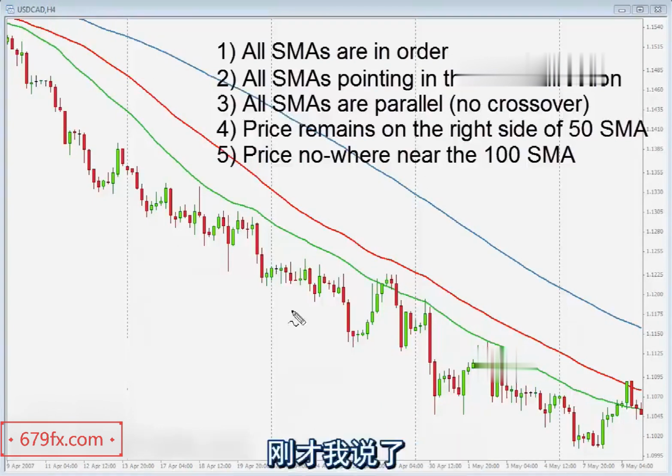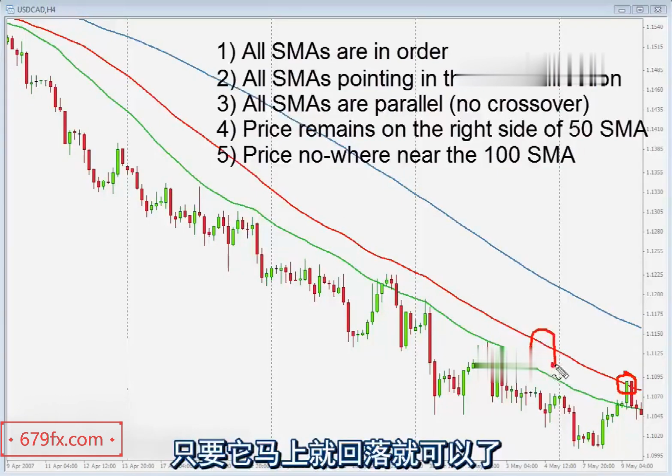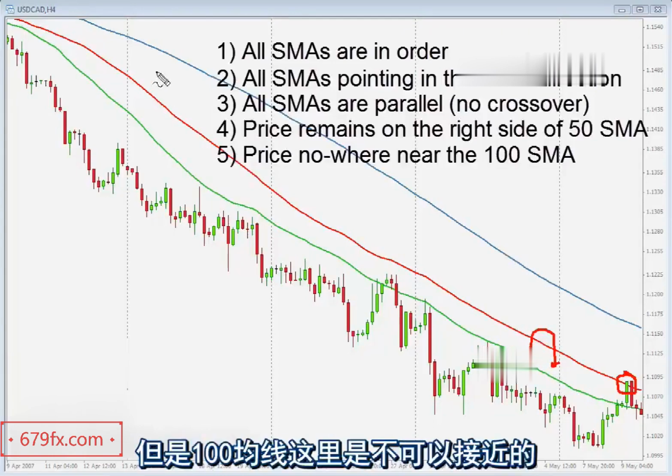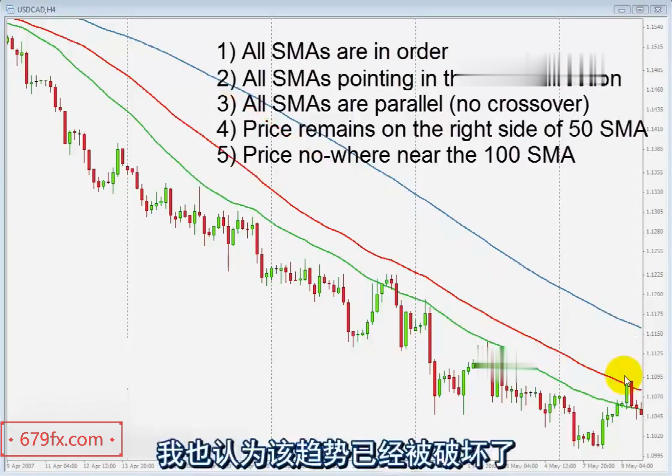in fact. Just as I said before, it's okay to have a quick touch above the 50, as long as price dives back down immediately after. I like price to be nowhere near the 100, okay. Any single touch, even if it's just for 1 bar, I consider the trend to be jeopardized.